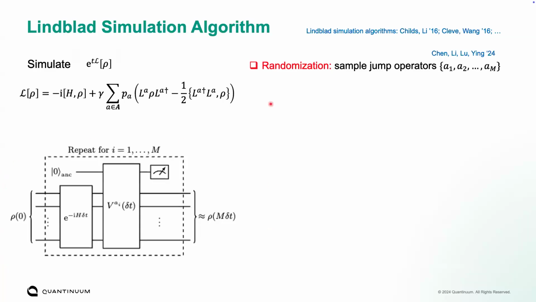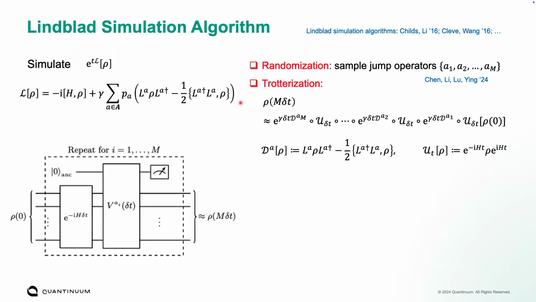Okay. So first, we sample jump operators. Here we use a label A, from 1 to M jump operators, according to the probability PA. Okay, and then you will see why we do this. So PA has a meaning of probability. So if you sum this PA, then this equals 1. And then we do trotterization.